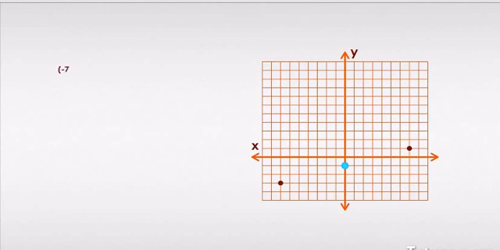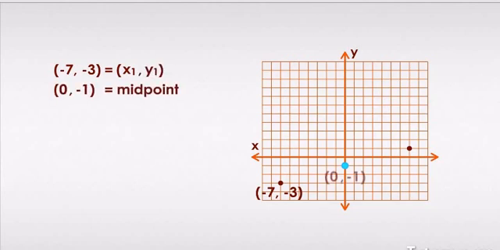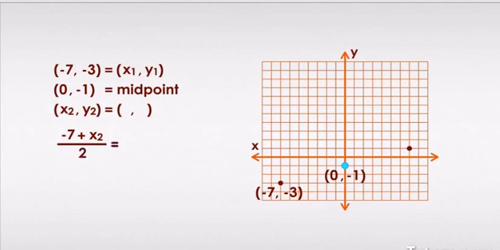Let's say you are given -7, -3 as one endpoint. This is x1, y1. Then you are given 0, -1 as the midpoint. Now, you have to find the second endpoint, x2, y2. To find x, we have -7 plus x2 divided by 2 equals 0. Now, you multiply both sides by 2. Simplify, add 7 to both sides, and you get x2 equals 7.